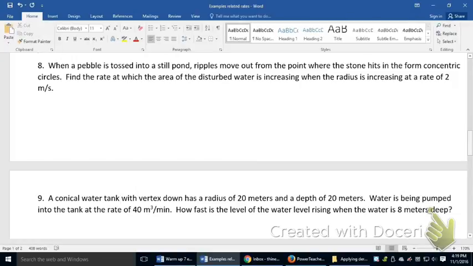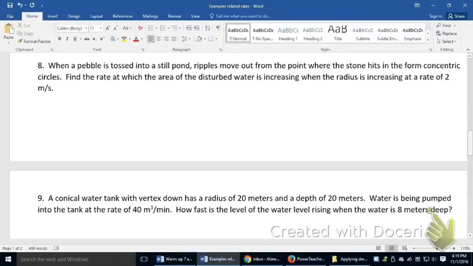Okay, let's skip on down to number 8. It's a little bit easier than the triangle ones. When a pebble is tossed into a still pond, ripples move out from a point where the stone hits in the form of concentric circles. Find the rate at which the area of the disturbed water is increasing when the radius is increasing at a rate of 2 meters per second.